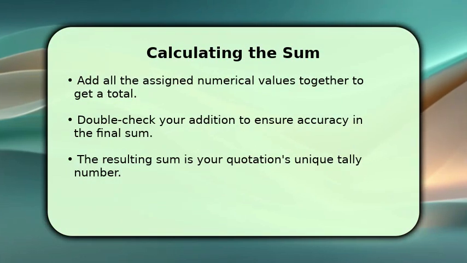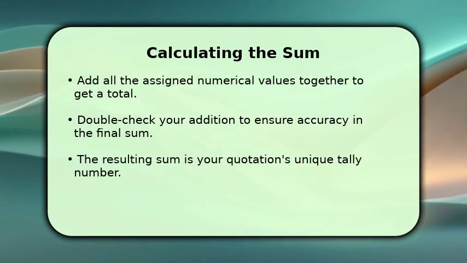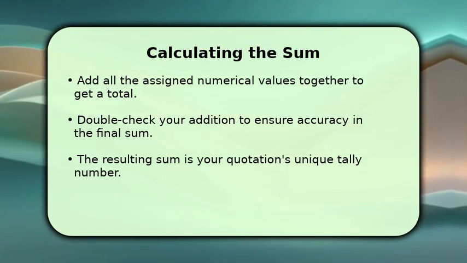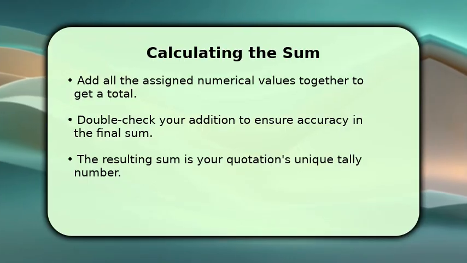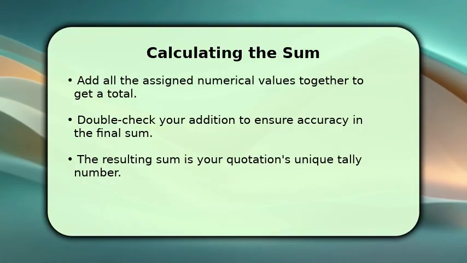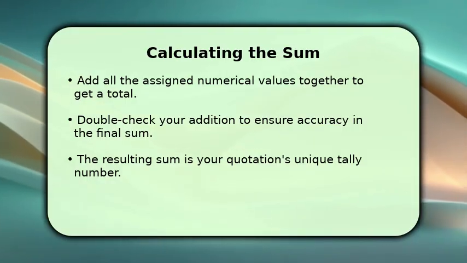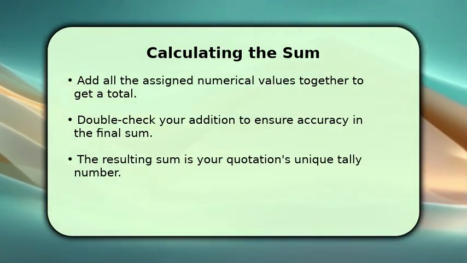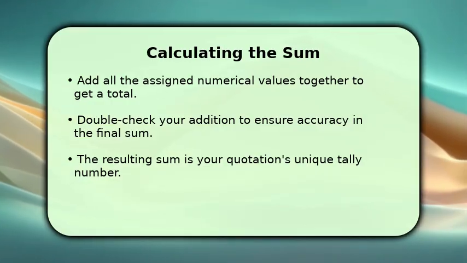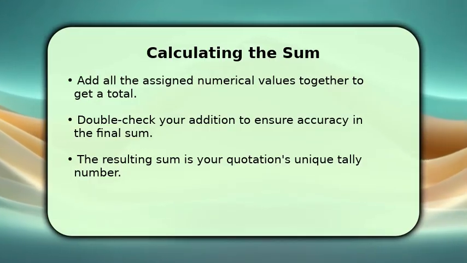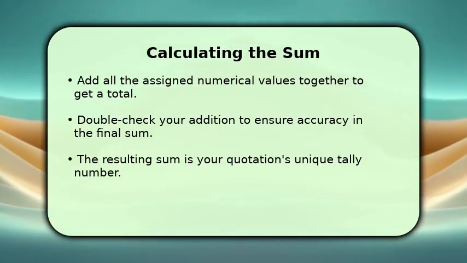With all your letters converted to numbers, the next step is to sum them up. Carefully add every single number you've assigned. For example, if your numbers were 8, 5, 12, 12, and 15, your sum would be 52. It's a good idea to perform the addition twice to confirm your total. This final sum, a single number, represents the numerical tally of your entire quotation. This number is what we will test for primality.